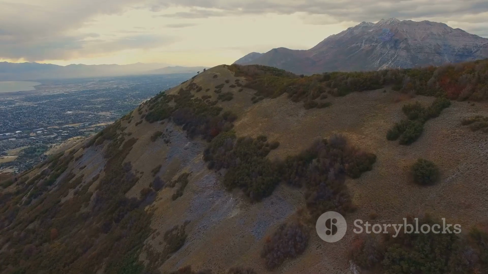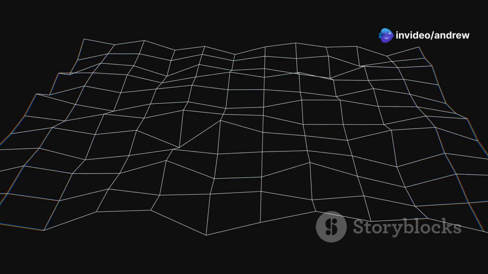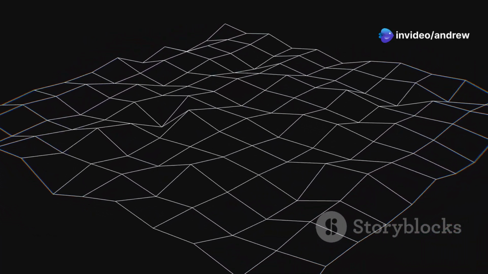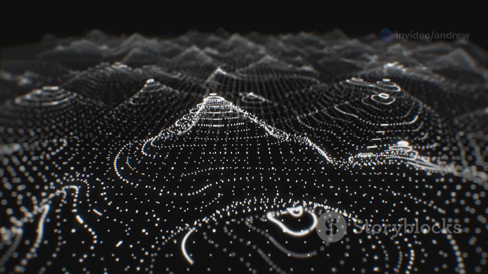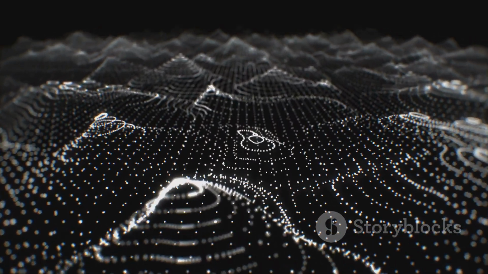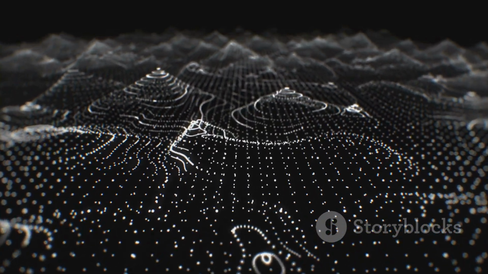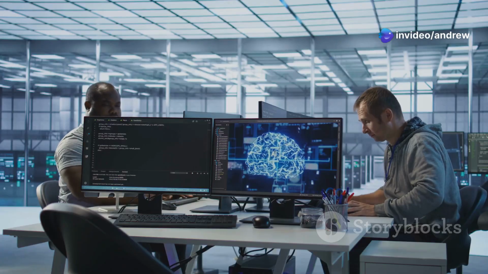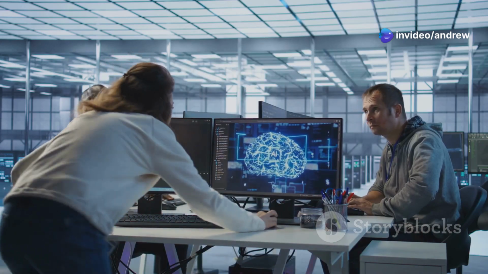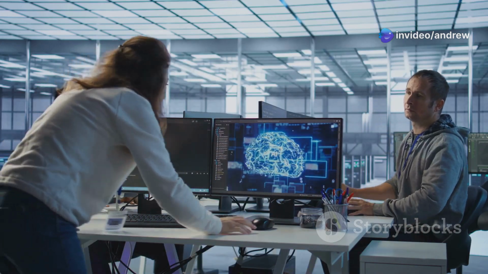Imagine a vast, intricate landscape with hills and valleys. The lowest point in this landscape represents the optimal solution, where the loss function is minimized. Optimization algorithms help us navigate this landscape, starting from an initial point and iteratively updating the network's parameters to descend towards the minimum. The choice of optimization algorithm significantly impacts the efficiency and effectiveness of the training process.